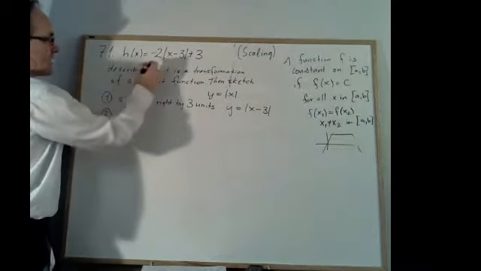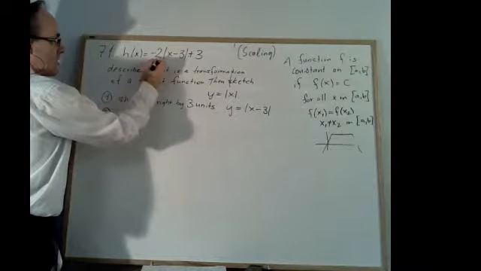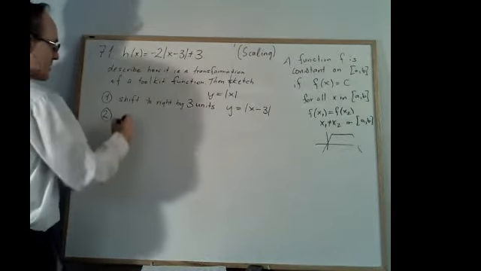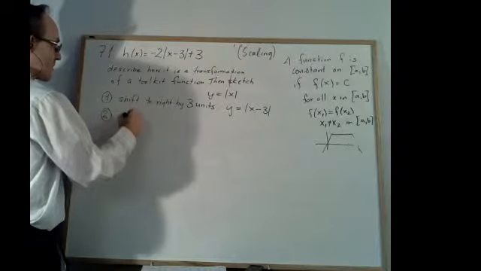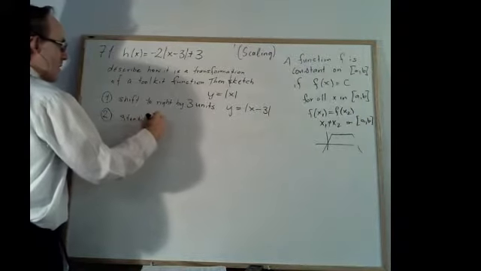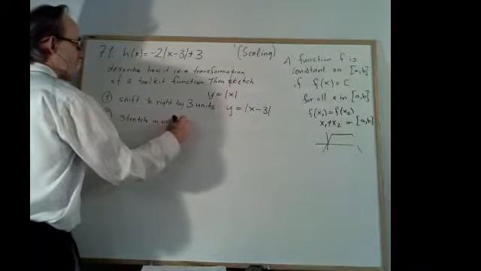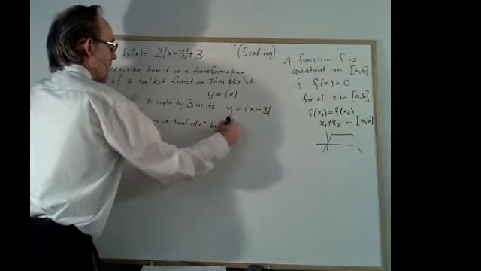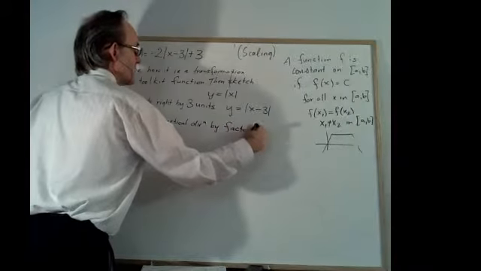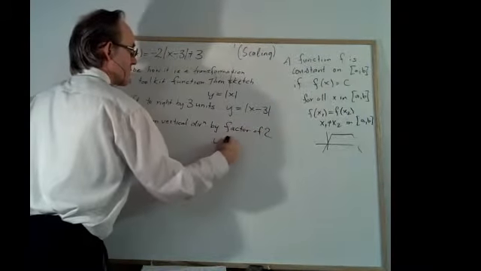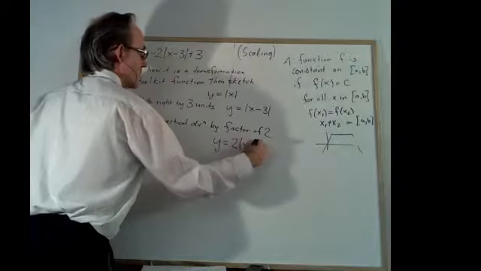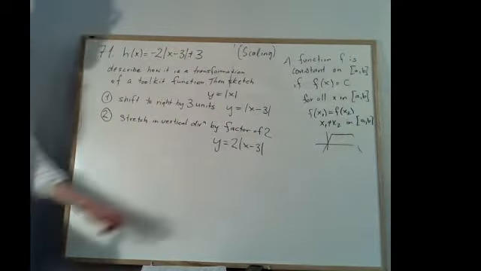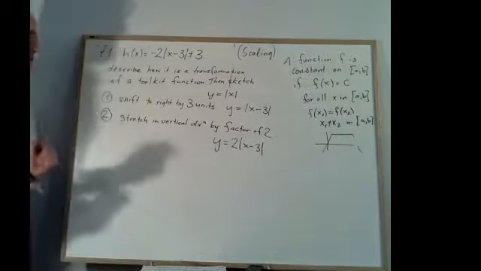You want to multiply by a factor of 2. So that's a stretching in the vertical direction by a factor of 2. And then you get y is equal to 2 times the absolute value of x minus 3.